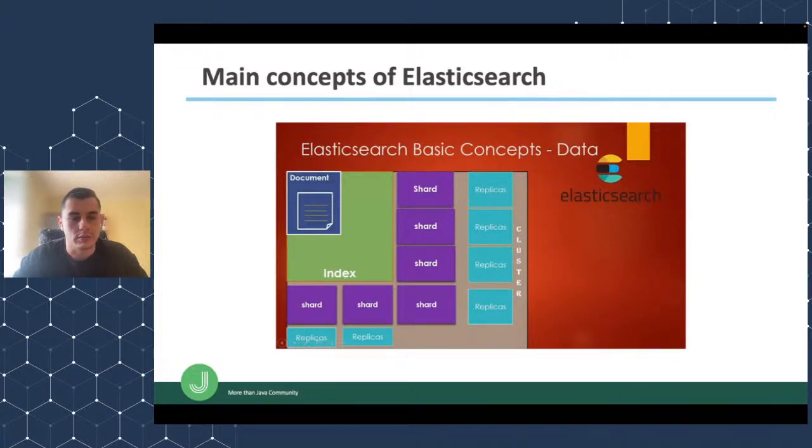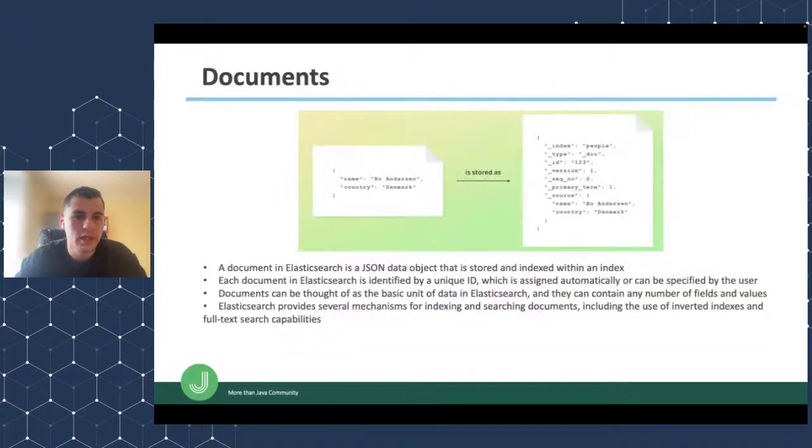And let's move on. Let's talk a little bit more about the main components or main concepts. As I mentioned before, our Elasticsearch has a cluster, and this cluster contains indexes, documents, shards, and replicas. Let's talk about all of them a little bit more.